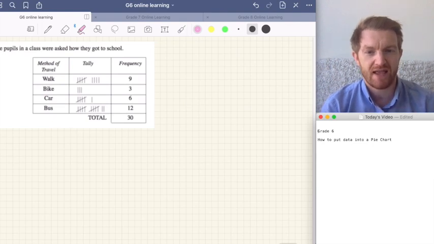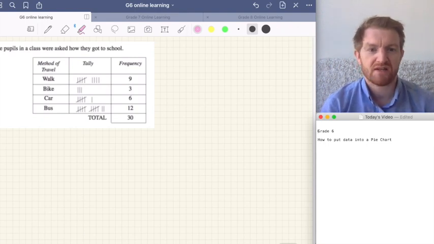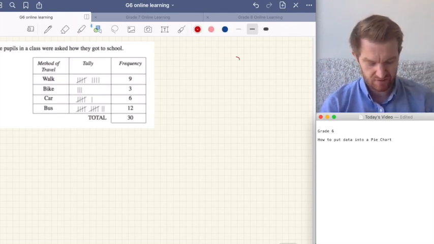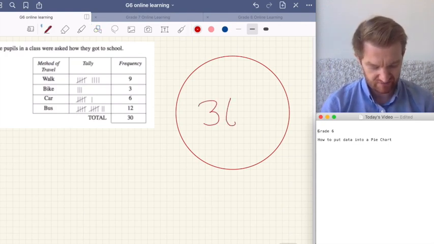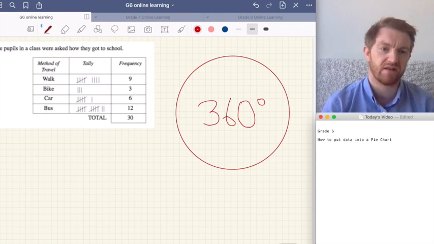Okay, think about a cake. The bigger the slice, the more of the total cake that you're sharing. So we know how many, but we need to know how big to draw each slice. We know the whole pie, so that's our whole circle. It's going to be 360 degrees. So we need to decide how much of that 360 degrees we're going to split up for each method of transport. It's not going to be 4 even slices, it's going to be some slices bigger than others.